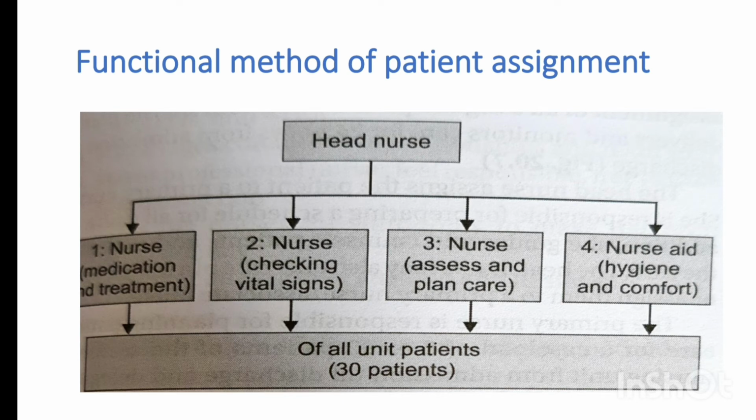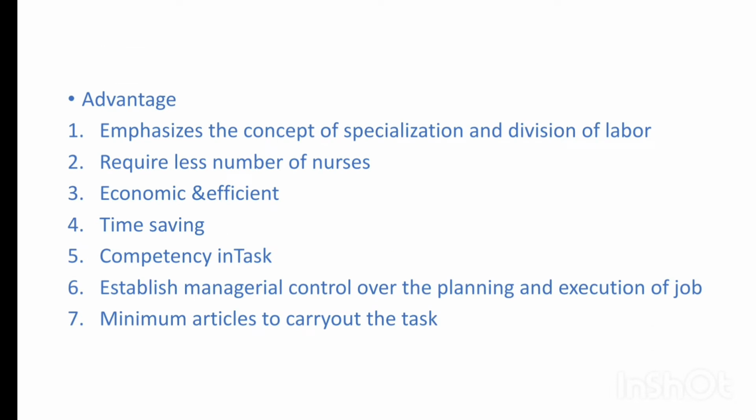This is the schematic flow. One nurse is for medication and treatment, another nurse is checking vital signs, and one nurse is assessing and planning the care. One nurse aide does hygiene and comfort for all patients in a 30-bedded unit. I think the basic aspects of the functional method are clear. Then what are the advantages? It has a lot of advantages and also disadvantages.